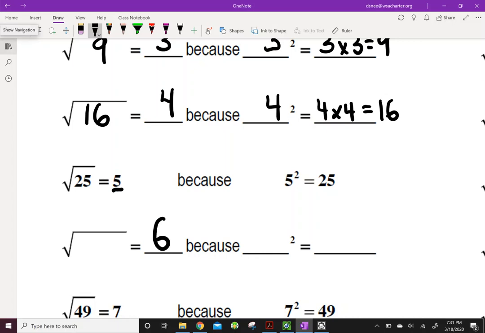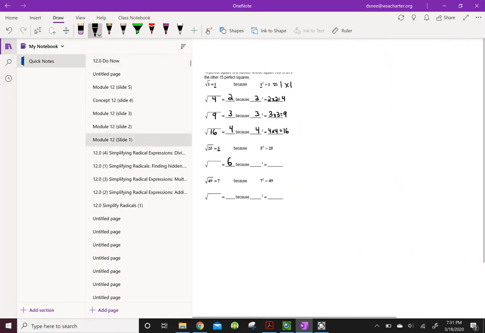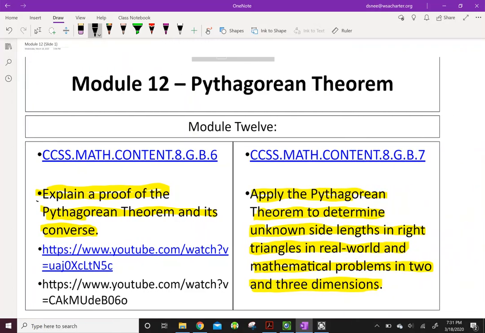I'm going to the class notes for today, and we're going to start talking about the Pythagorean theorem. All right, let's see. On the first page, you can see I've highlighted some things. The expectation is that when we finish this unit, Module 12, you can explain a proof of the Pythagorean theorem and its converse, and you can apply the Pythagorean theorem to determine unknown side lengths in right triangles in real-world problems and mathematical problems in 2 and 3 dimensions, flat things and 3-dimensional things.